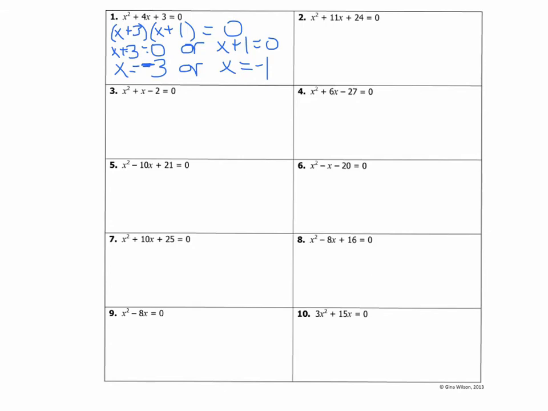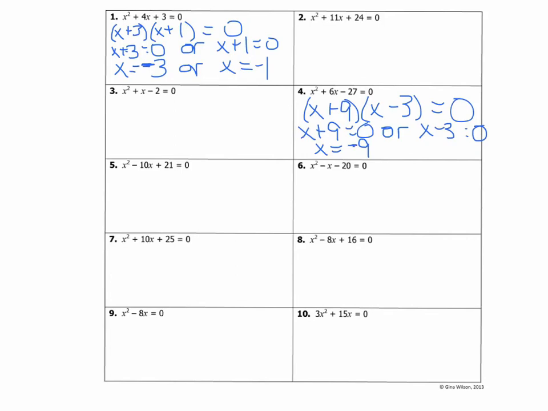Let's do number 4 here. Factor it. It's already set equal to 0. So x and x. My signs are different. I need factors of 27 that give me 6 when I put them together. I think that's going to be plus 9 and minus 3, right? So you factor. You set each one equal to 0. You solve. x equals negative 9 or x equals 3. That's the two places that parabola crosses the x-axis, right? Whole lot better than graphing, don't you think?